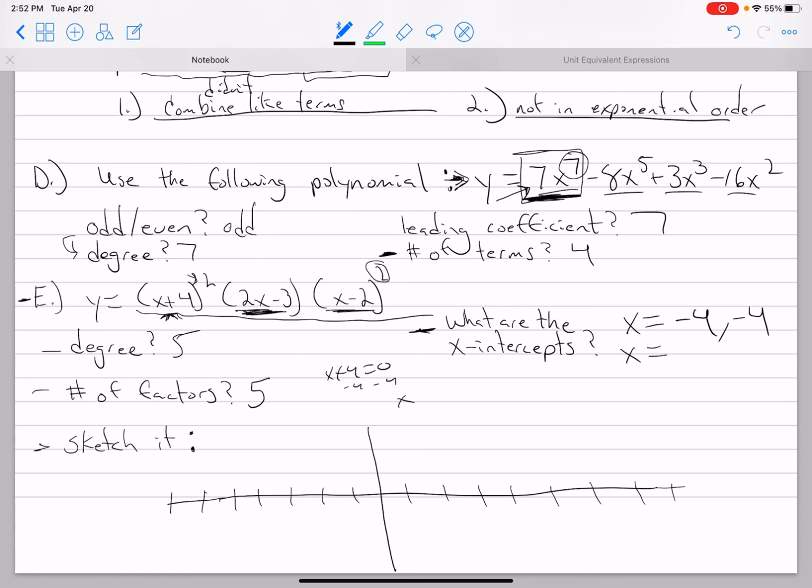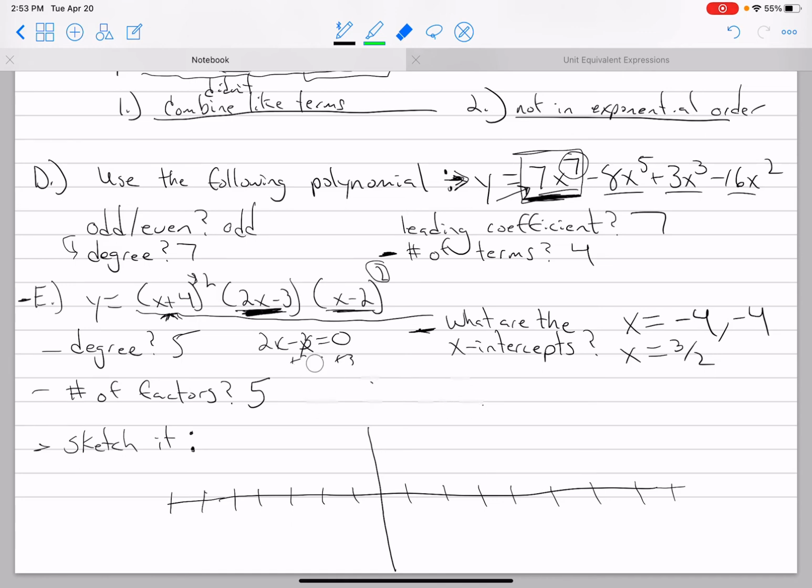Another x-intercept is coming from this factor of 2x minus 3. If I want to find the x-intercept, I have to solve for it. Plus 3, 2x equals 3, divided by 2, divided by 2. X equals 3 halves. So another x-intercept is x equals 3 halves.